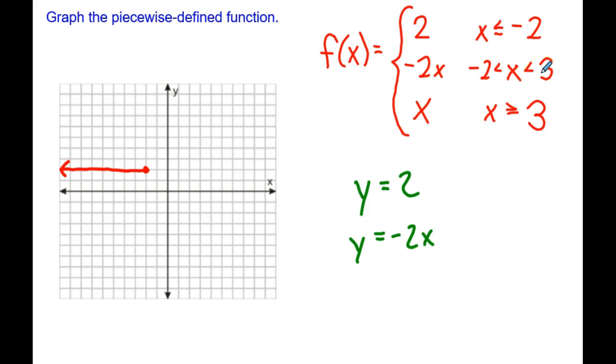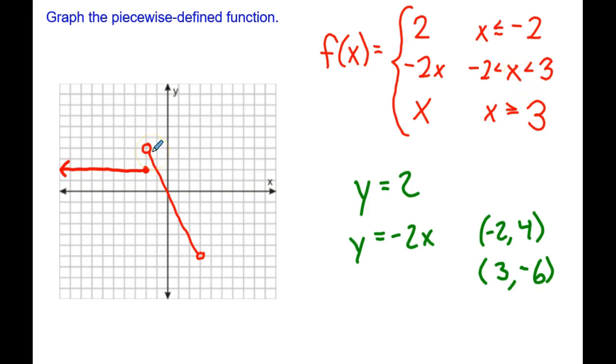So what we can do is plug in these x coordinates, -2 and 3, to get the corresponding ordered pairs. If we plug in -2, we get a y value of 4. If we plug in 3, we get a y value of -6. We can plot those 2 points: -2, 4, and 3, -6. These are going to be open circles because those endpoints are not included. If we look at our domain, they're strictly less than, so they're not included, open circle.